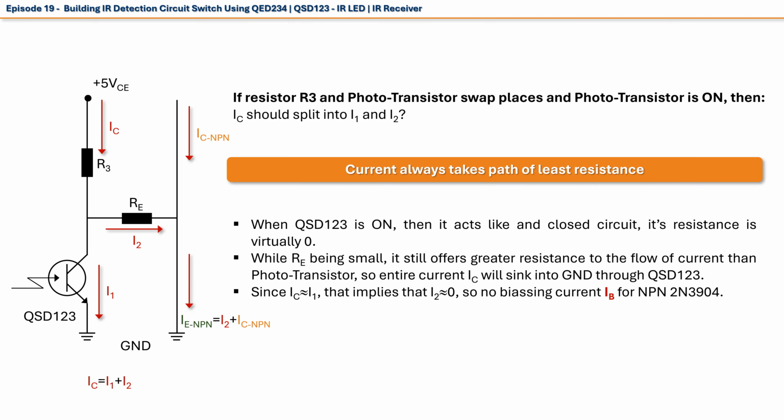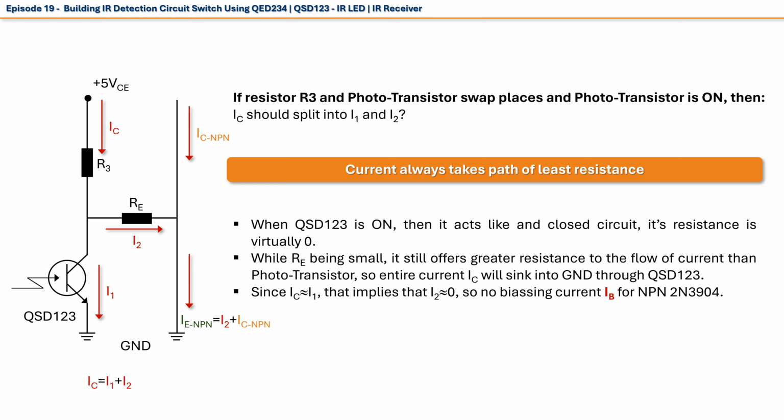Now, let's get back to our original question. What would have happened if the phototransistor and resistor were to swap places? Again, current IC should split into currents I1 and I2, right? Let us remind ourselves that when the phototransistor is in saturation mode of work, the voltage drop across its collector-emitter junction is 0.4 volts. That implies that its equivalent internal resistance is very small. Basically, it acts as a closed circuit.